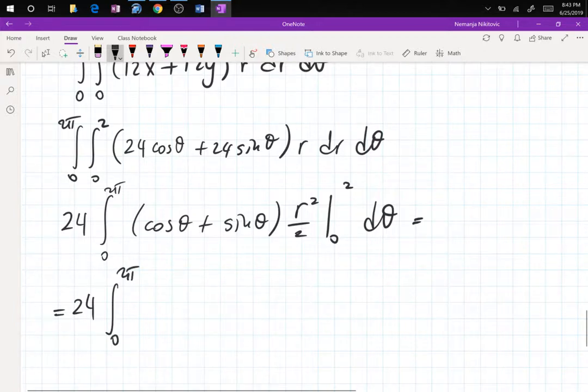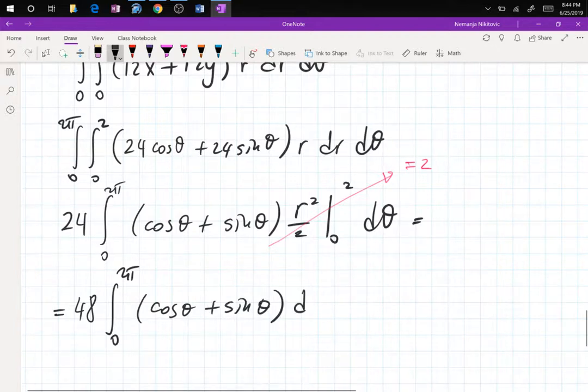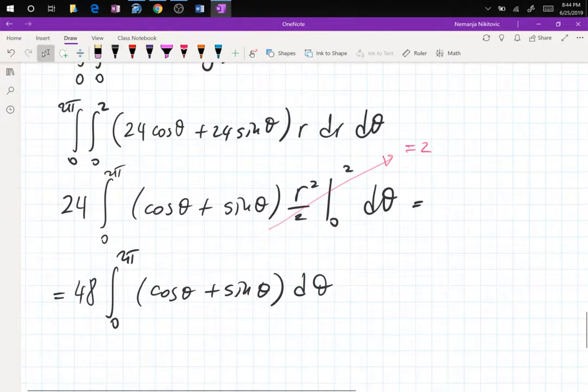And to compute this, 4 over 2 is 2. So I'm just going to cross it out and say equals 2, so that we can skip some steps. So now this 24 becomes 48. And all I need to integrate is cosine theta plus sine theta from 0 to 2 pi. And now, through the magic of me just looking at the answer without computing this for 10 days, in short, 2 pi times 48 is 96 pi, and we're done.